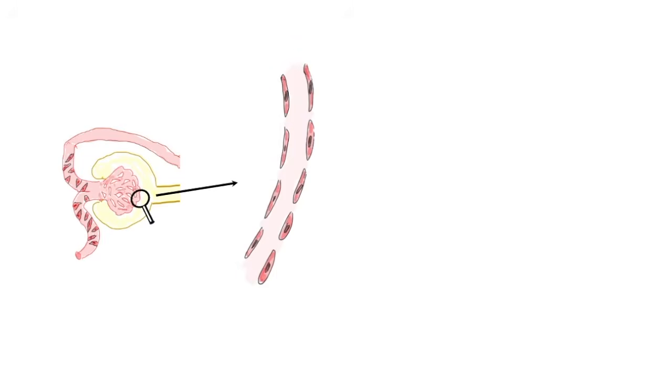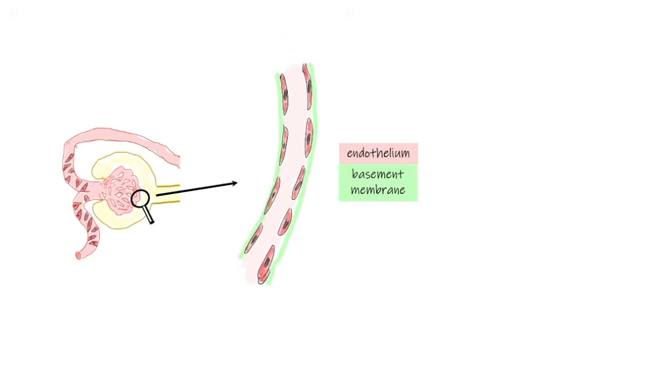Let's begin with filtration and take a closer look at the glomerular capillaries. This is where filtration occurs. One thing that we immediately notice about the glomerular capillaries is that the endothelium is highly fenestrated. In other words, the endothelial lining contains openings that allow water and small solutes to move out of the capillary relatively easily. Beneath the endothelial cells is the glomerular basement membrane. This also contributes to the filtration barrier.